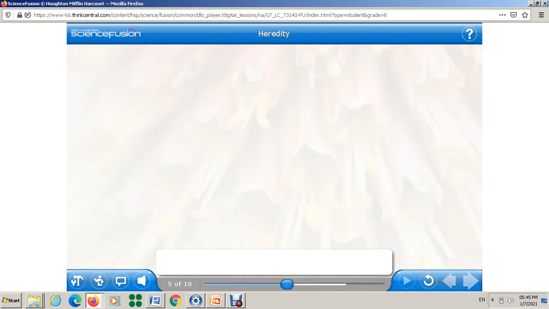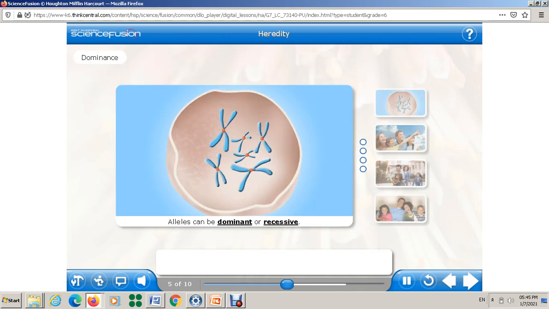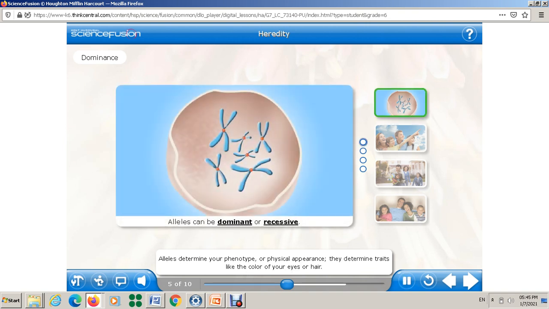Every human cell contains chromosomes. Genes are segments of DNA found on chromosomes. Each gene has two versions. Each version is called an allele. Click the images to find out more about alleles. Alleles determine your phenotype, or physical appearance. They determine traits like the color of your eyes or hair.